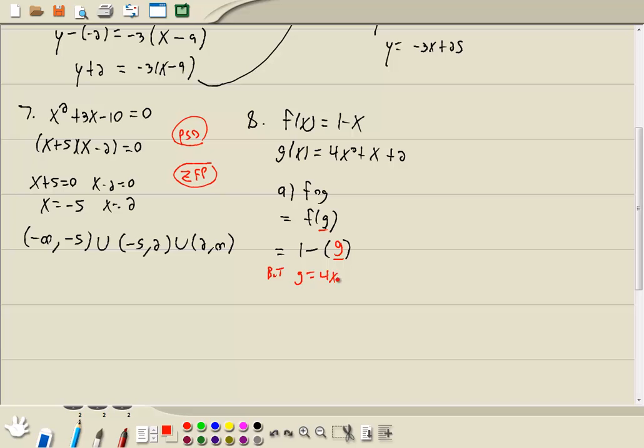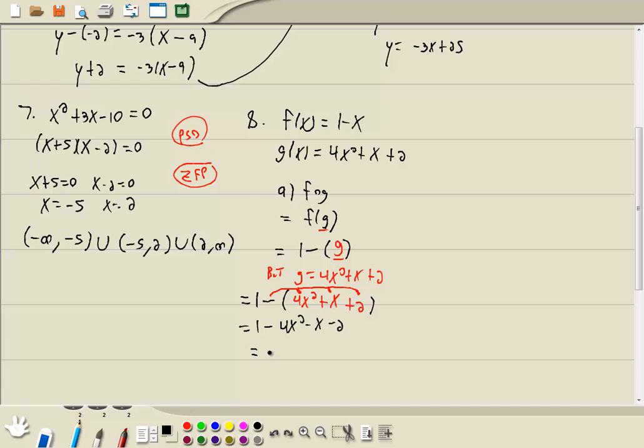But g is equal to 4x squared plus x plus 2. So this becomes 1 minus, and then I replace this g with 4x squared plus x plus 2. Now remember, if you've got a negative out in front of your parentheses, flip the sign of everything inside. So I flip the sign of that, and of that. So we're going to have 1 minus 4x squared minus x minus 2.